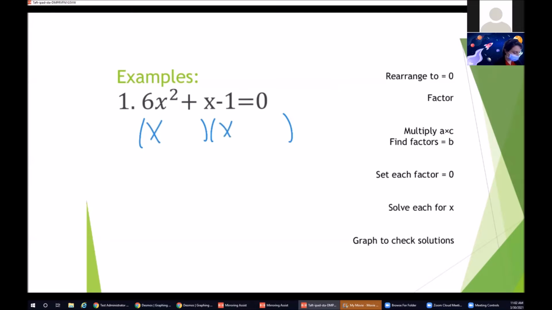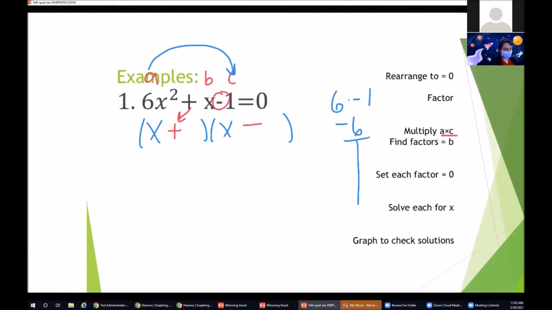What's our first sign going to be? Addition, and a negative times a what gives you a negative? Or a positive times a what gives you a negative? So we're going to have a negative sign right there. So now we have our factor set up. Now we just need to multiply your a times your c. So a, b, and c. We're going to multiply our a value times our c, which is 6 times negative 1. What do you get when you take 6 times negative 1?